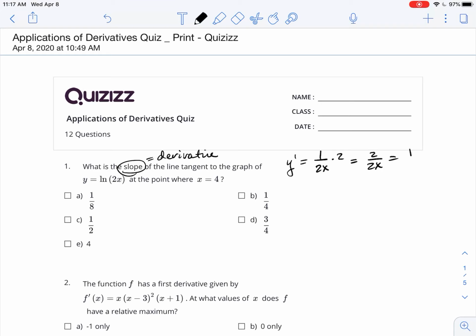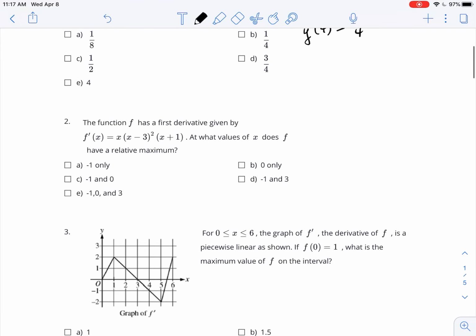and this is also the chain rule because we have an inside function, so 1 over 2x times 2, and that's just 2 over 2x, which is just 1 over x. Y prime at 4 is just 1 over 4.